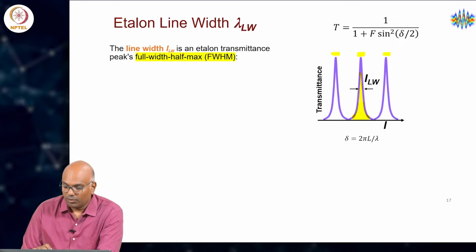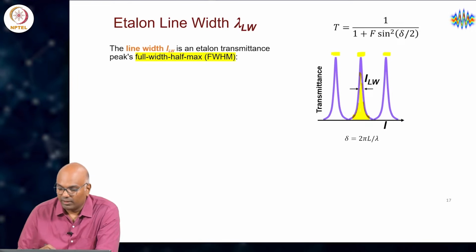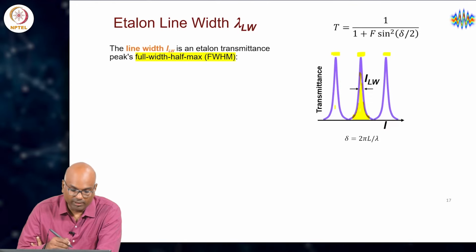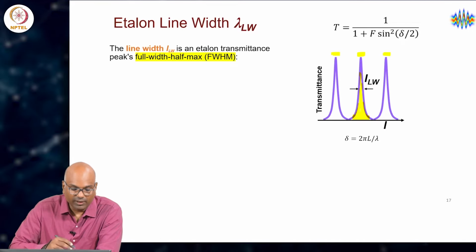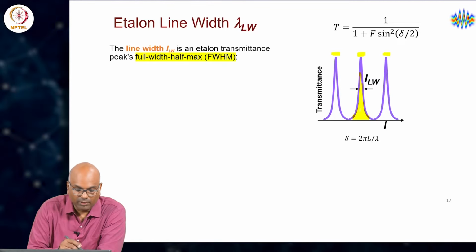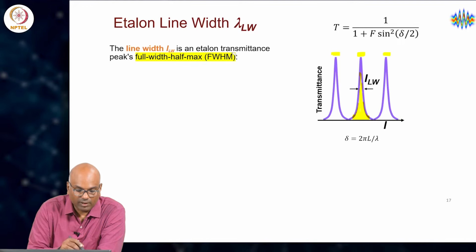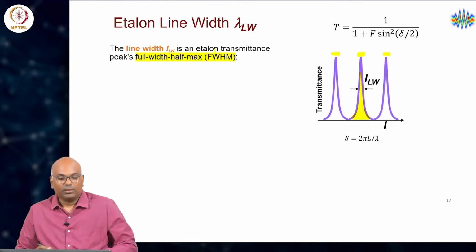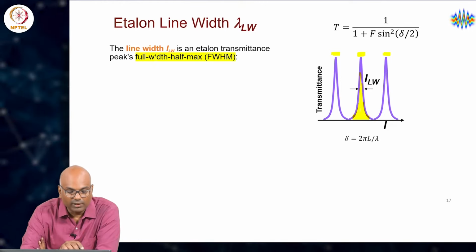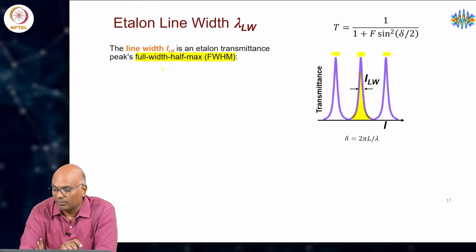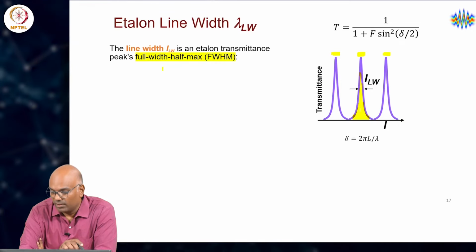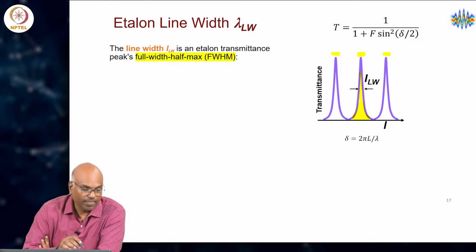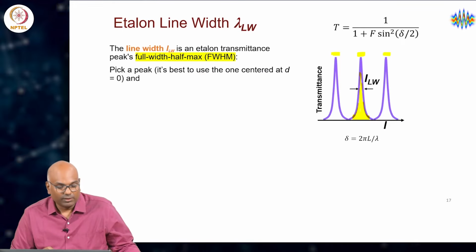So, how do I quantify the width of these lines, and in what domain? Let us define a quantity which we call the line width. Line width is essentially defined as the full width at half maximum of the transmittance peaks of the etalon. So, that is the line width we are interested in.